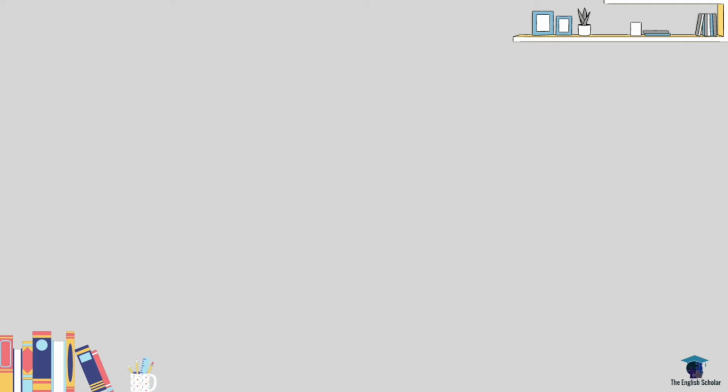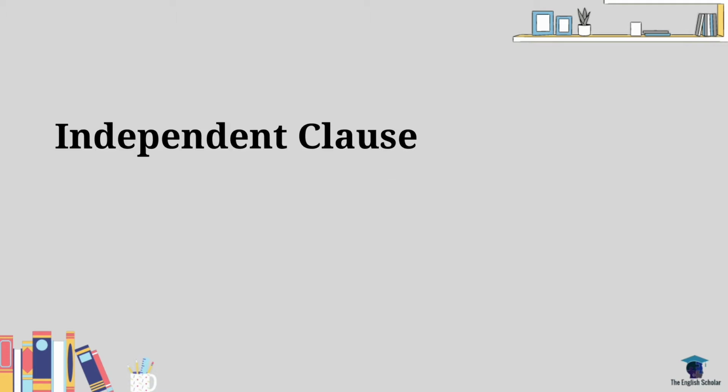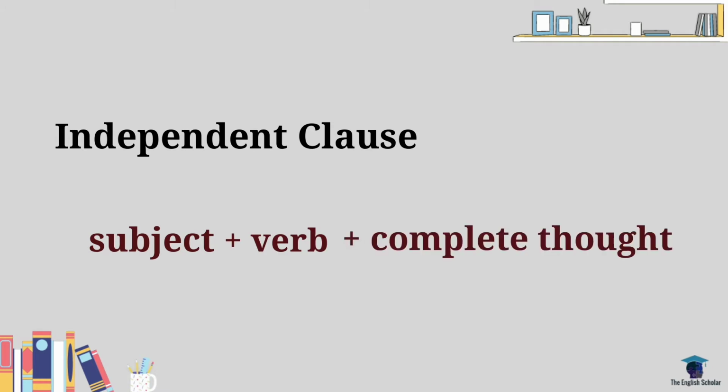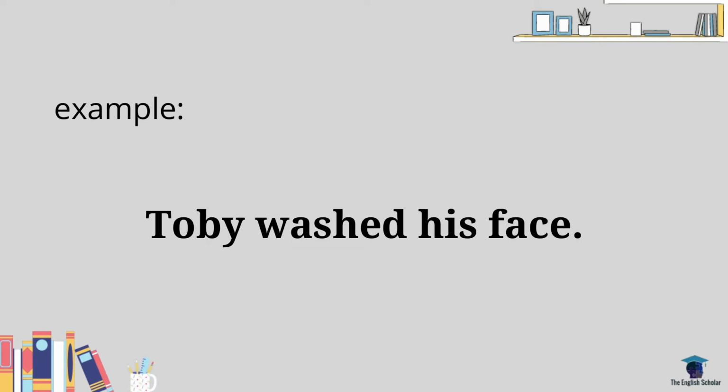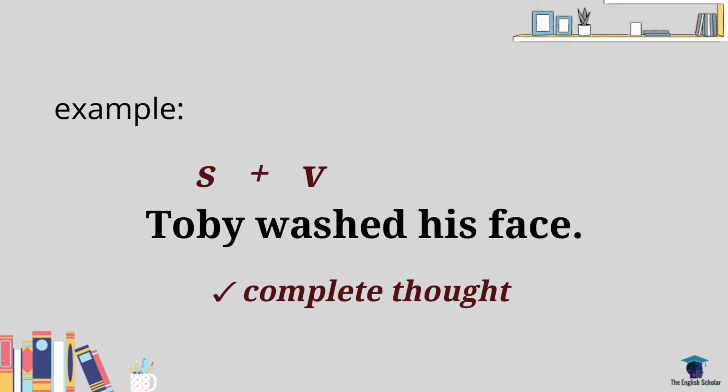But first, let us define an independent clause. An independent clause is a group of words that contains a subject, a verb, and a complete thought. And an independent clause makes a simple sentence. Say like, for example, Toby washed his face. We have Toby being our subject and washed being our verb. And then the sentence has a complete thought.